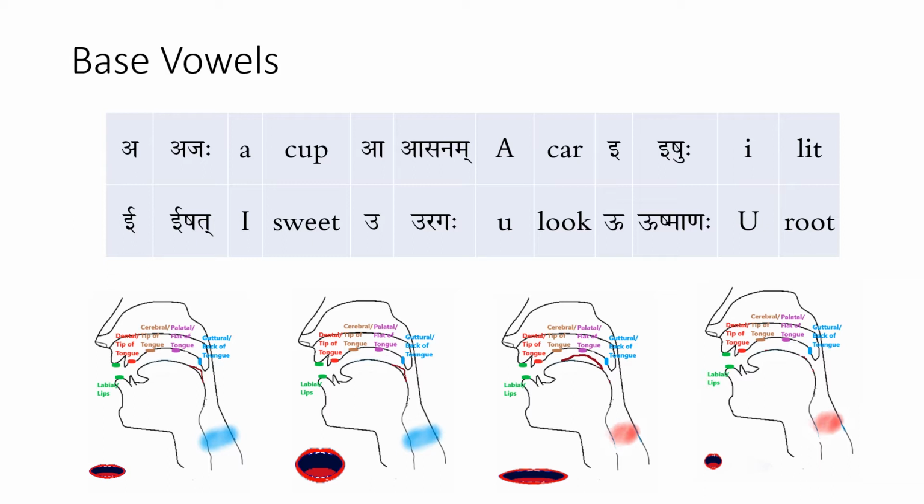The first one is a sound. The diagram below shows the state of the throat, the position in the mouth, and also the shape of the lips or the mouth at the bottom here. The first one is a sound, which is like in Sanskrit word, it is ajaha.